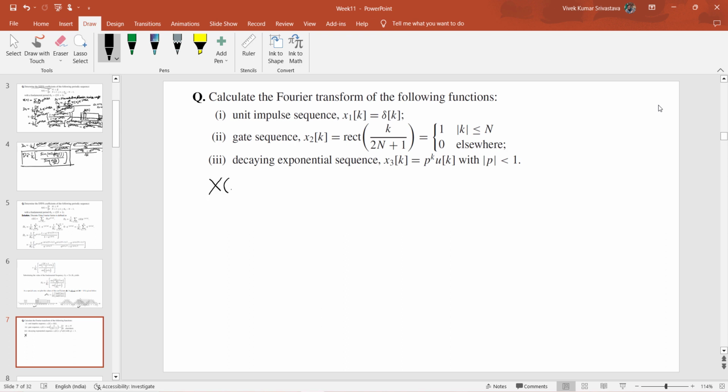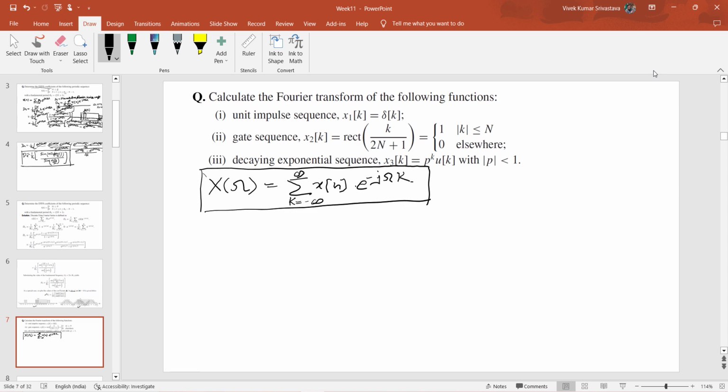So the Fourier transform is basically written as X of omega equals summation k equal to minus infinity to infinity x of n e raised to the power minus j omega k. Oh, sorry, here this will be j omega k. So by using this expression we can evaluate the discrete time Fourier transform of any non-periodic signal. Here we can see that these three are basically non-periodic signals.